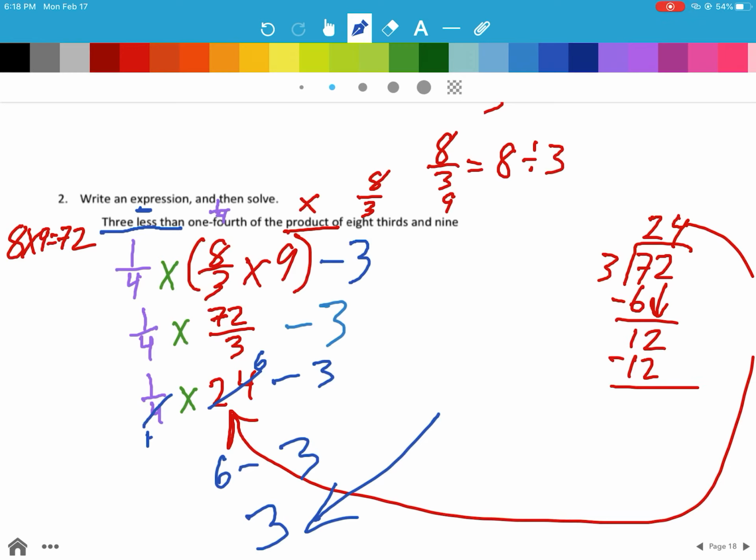Some of you might be wondering, how did I get the 6? So I'll go ahead and show it to you. I'm going to multiply 24 times 1 and then divide it by 4, which gives me 24 over 4, which is equal to 6.